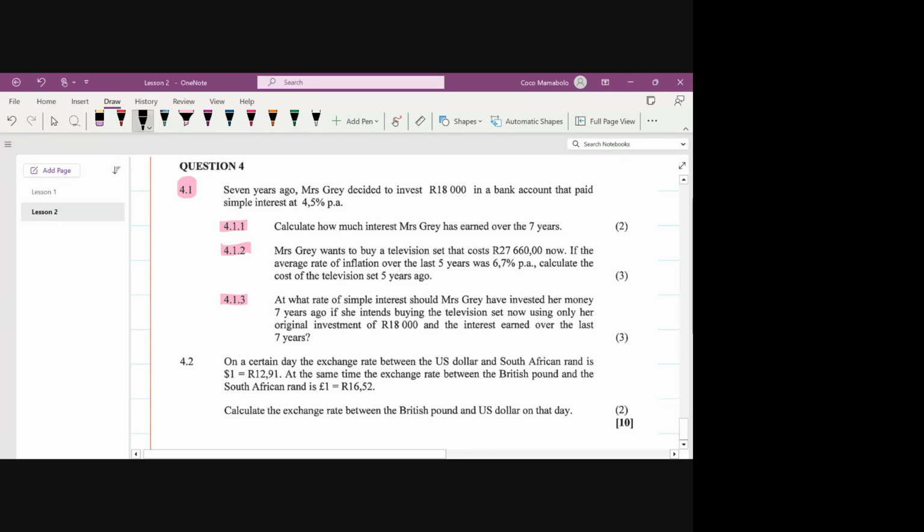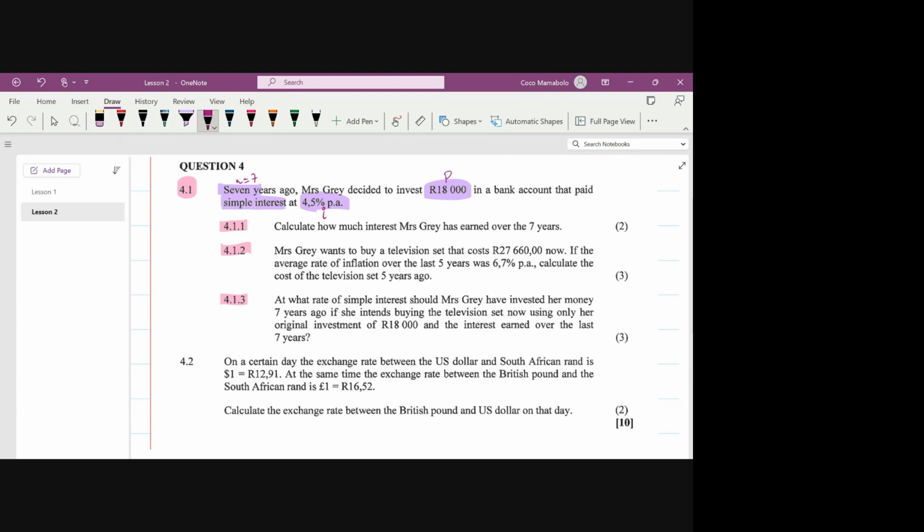All right, guys, let's have a look at these answers. It says here, 7 years ago, Mrs. Gray decided to invest 18,000 Rand in a bank account that paid simple interest at 4.5% per annum. So we're going to label things. 7 years ago, that's our N. Our N is 7. Mrs. Gray decided to invest 18,000 Rand. She invested this 7 years ago, so that is the beginning. There's our P. It was in a bank account and it paid simple interest, so we know which formula we're using, at 4.5% per annum.